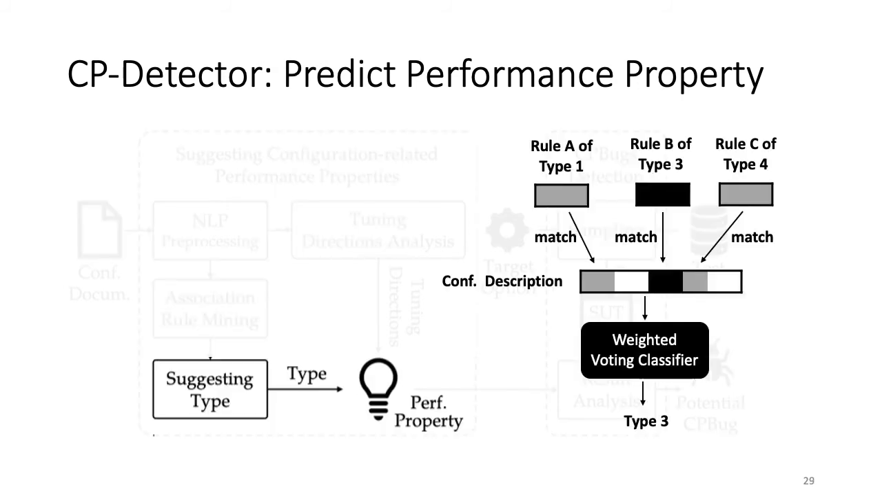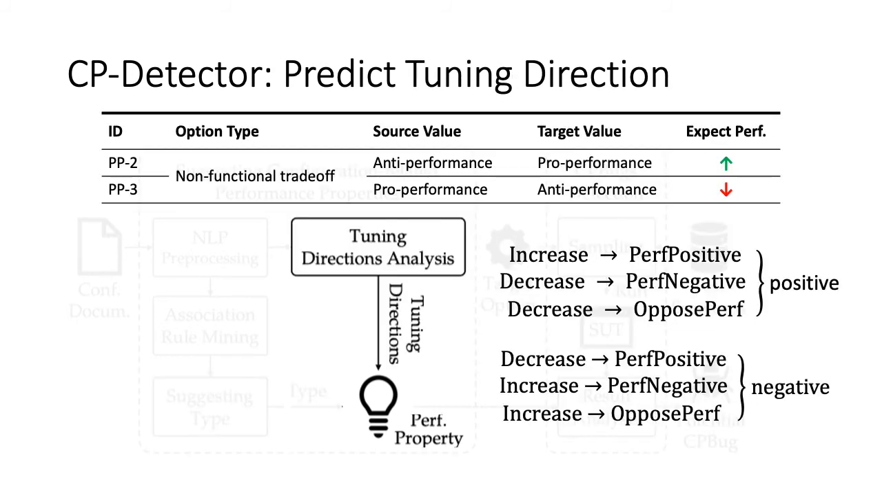Now we have rules for each type, so we build a voting classifier to decide the type of a given configuration option. Note that to know the complete performance property of a non-functional trade-off, we also need to know which value implies anti-performance and which implies pro-performance. So we use some rules concluded by experience to automatically rank the values of options of this option type.